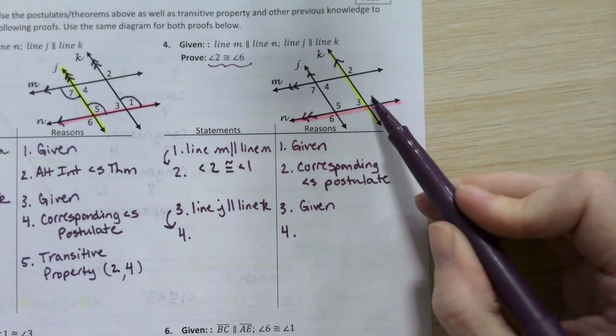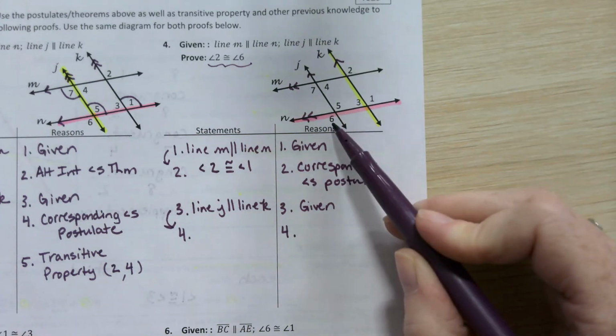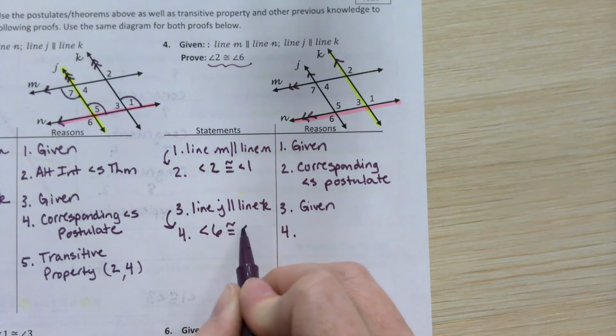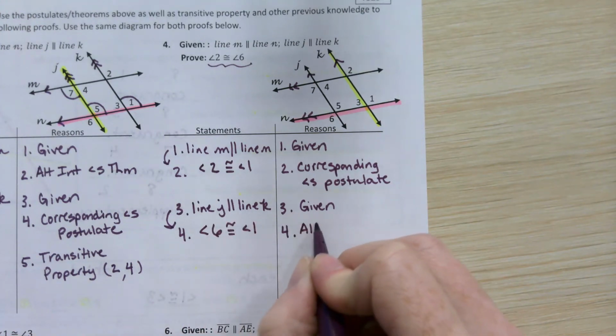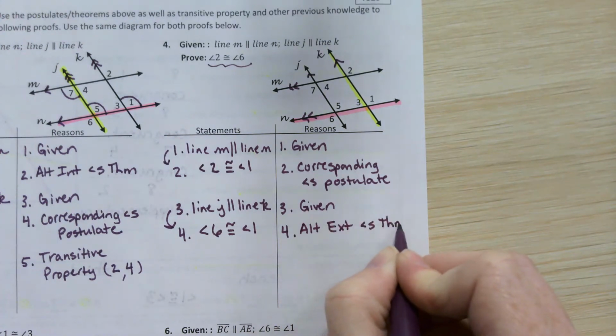Double check to make sure we can say something about those two angles. They are alternate and exterior, so we can say that angle 6 is congruent to angle 1 thanks to the alternate exterior angles theorem.